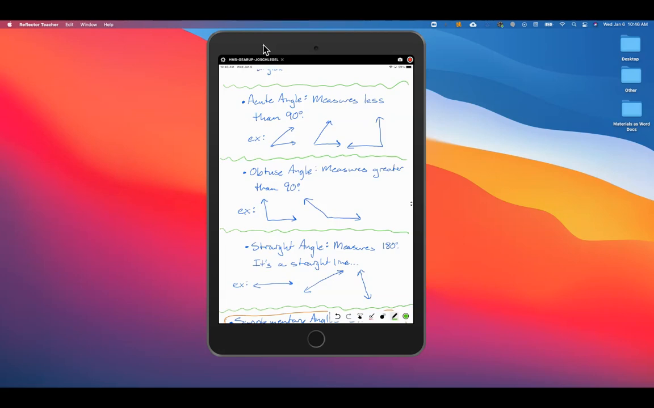And an obtuse angle is an angle that measures greater than 90 degrees. So there are some very simple examples drawn there. Obviously, the top 3 under acute angle are less than 90, and the 2 listed under obtuse angle are more than 90. And then lastly, rounding out our notes for this section today, we have a straight angle. So a straight angle is an angle that measures 180 degrees or is a straight line.